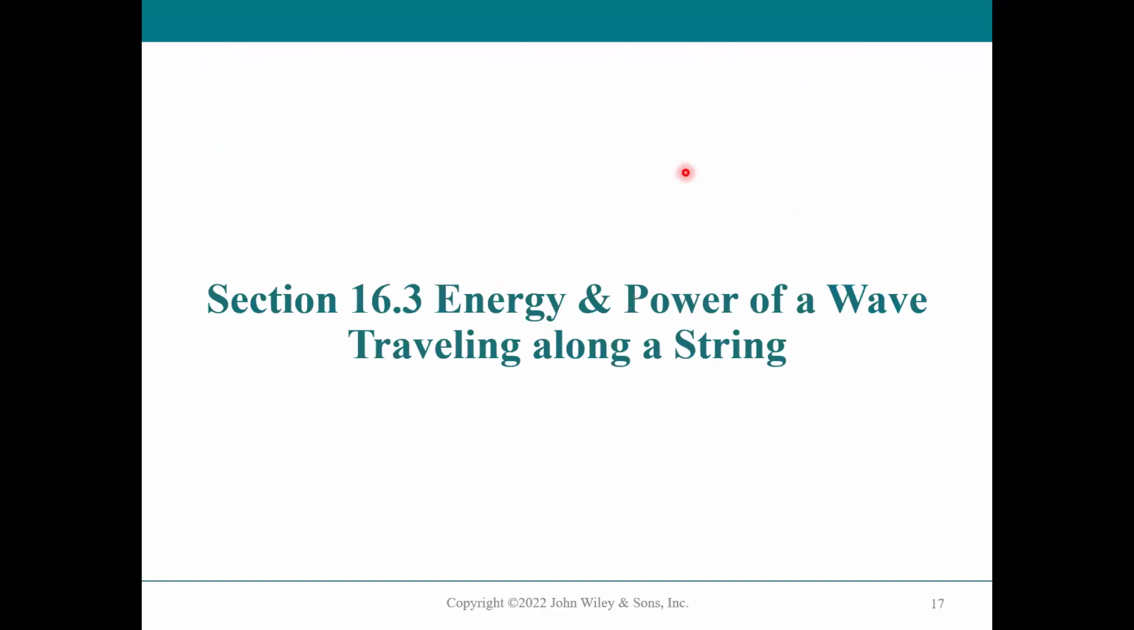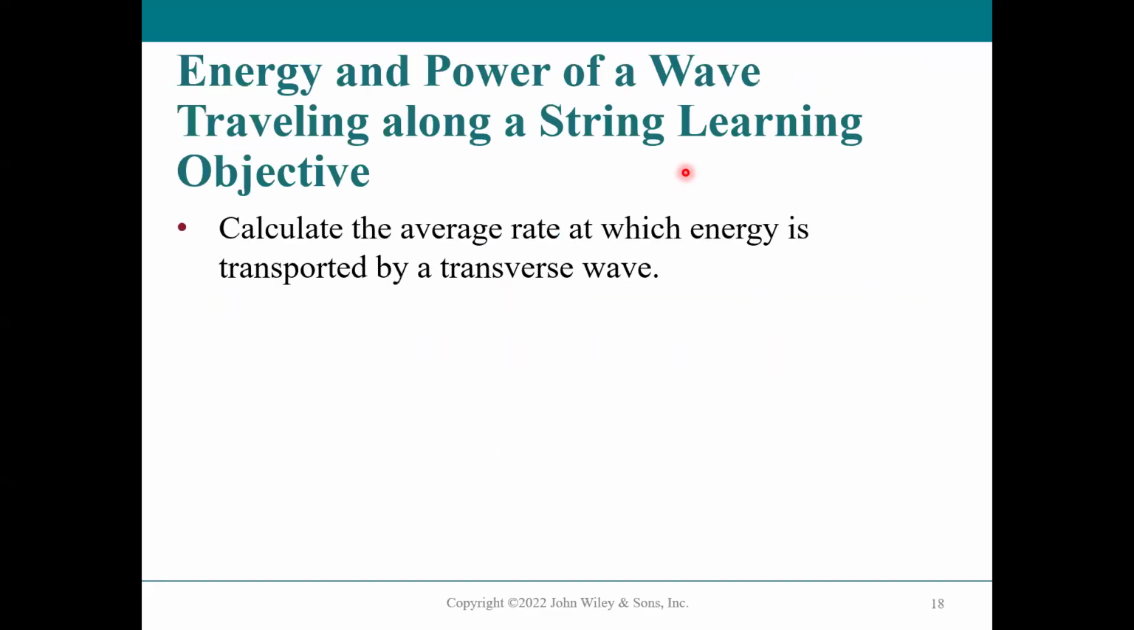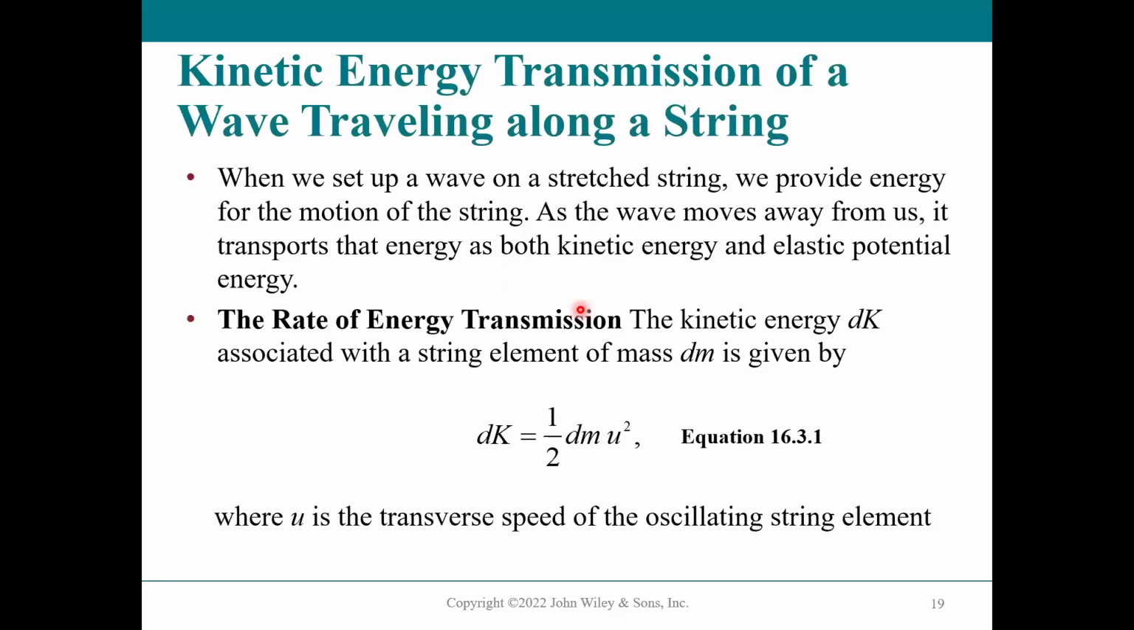Energy and power of a wave traveling along a string. We will calculate the average rate at which energy is transported by transverse waves. We remember that kinetic energy is mass times v squared divided by 2, half mass v squared. Here dK is the kinetic energy, and dm is the mass.